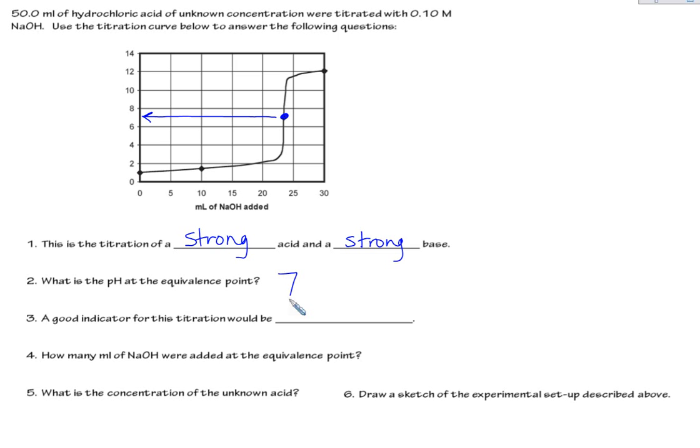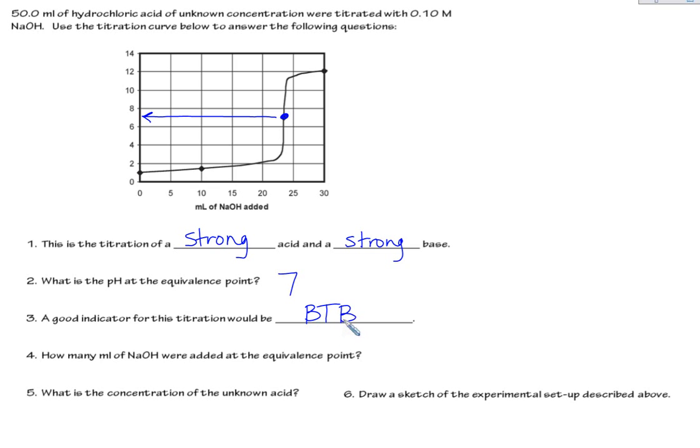A good indicator: I could just look at that indicator chart from earlier in the study guide. I just want something that's going to change colors around a pH of 7. Or again, if they gave me the Ka values, I want the opposite log of the Ka, the pKa, to equal about 7. So on this indicator chart, we could maybe use that bromothymol blue. We'll just say BTB.